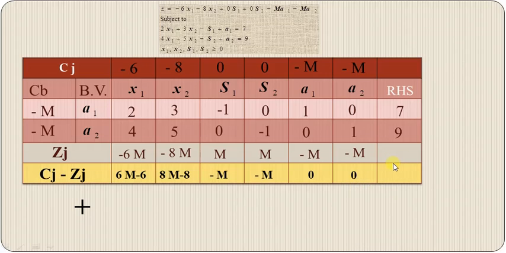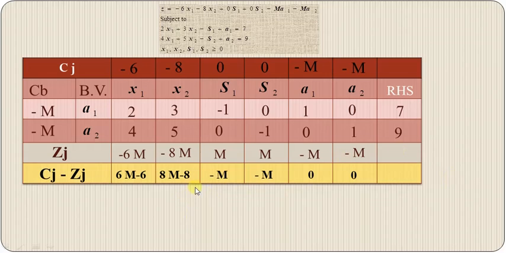Similarly, for the RHS, we can also write RHS, but in the final solution, artificial variable should not come. Now here you can say artificial variable is coming. That's why we have to construct the next table. Now we have to decide which one is the entering variable and which one is the leaving variable.